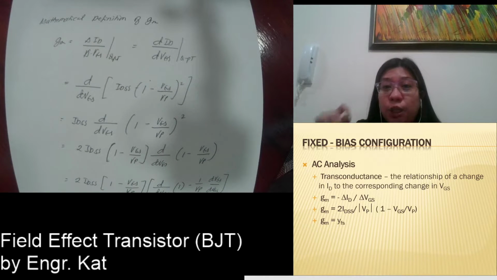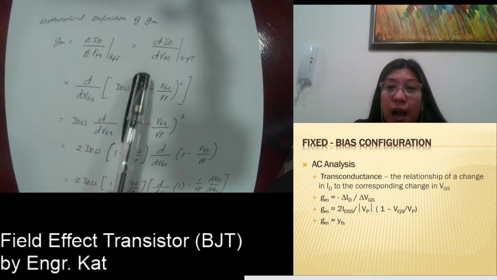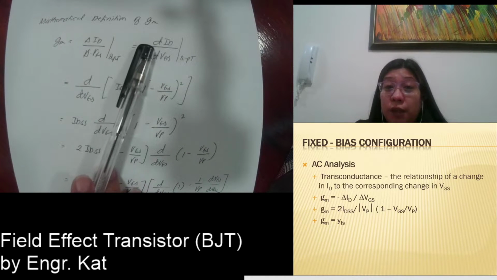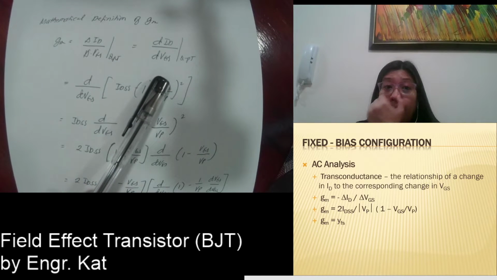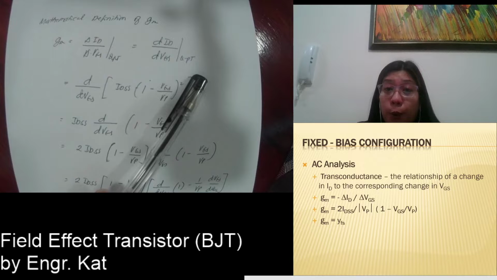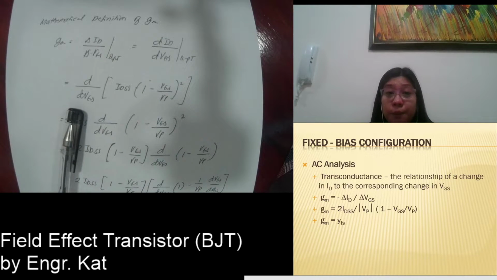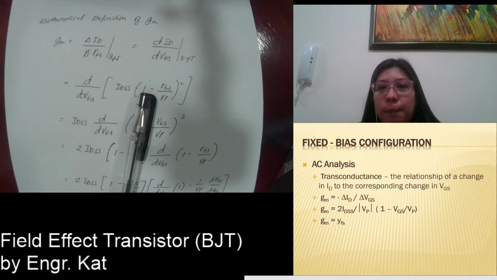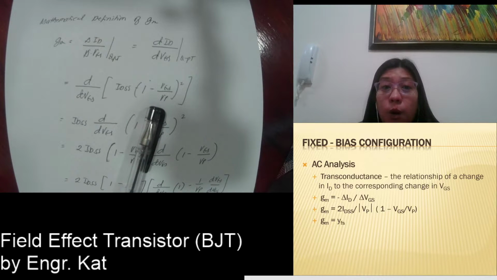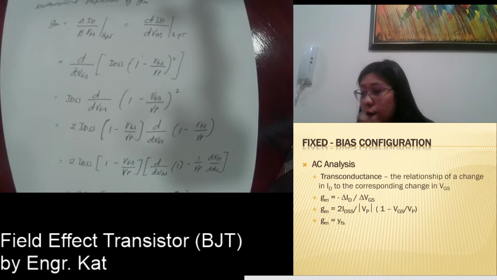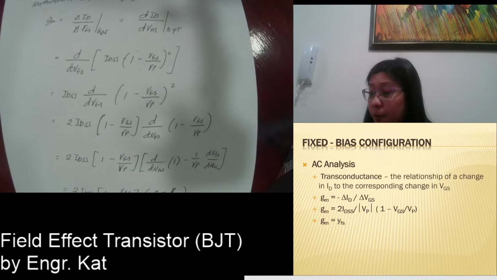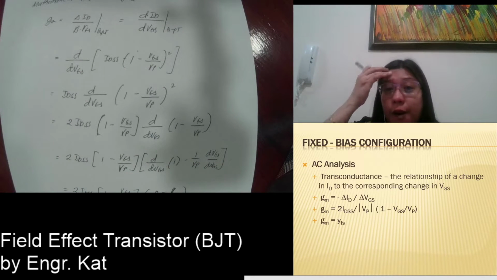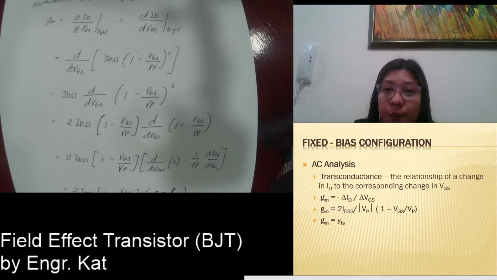So the change, or your delta there, can be defined as the derivative, dID with respect to dVGS at the Q point. But what is our ID? Using Shockley's equation, that is equivalent to IDSS multiplied by 1 minus VGS over VP, squared. So applying your first derivative there, applying your differential calculus.